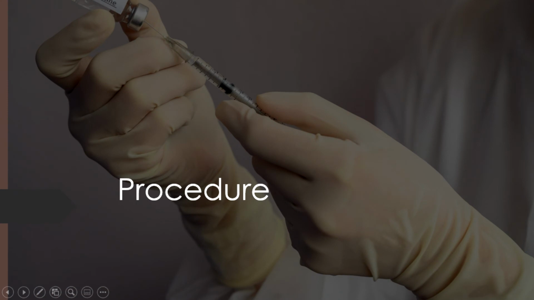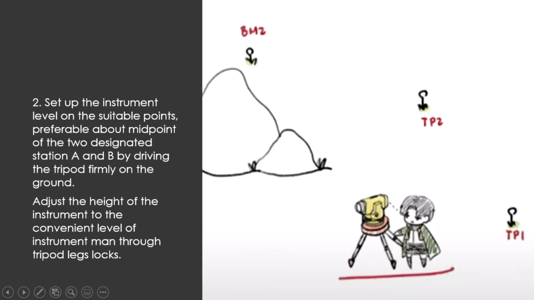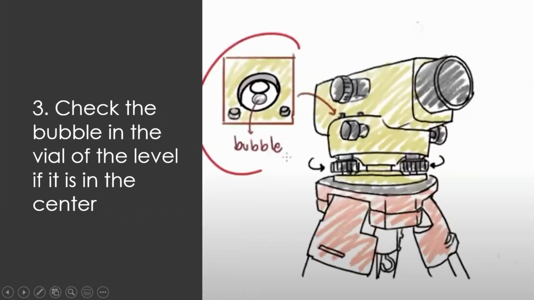Now, let's talk about the procedures of differential leveling with turning points. First step, again, the instructor assigns the location of another 2 points marked as point A and point B. Second, the instrument level shall be set up on a suitable point, preferably about the midpoint of the two designated stations A and B, by driving the tripod firmly on the ground. The height of the instrument shall be adjusted to the convenient level of the instrument man through tripod leg locks. For the third step, the bubble in the vial of the level shall be checked if it is in the center. If it's not in the center, the screws shall be adjusted by rotating either clockwise or counterclockwise, whatever is needed.